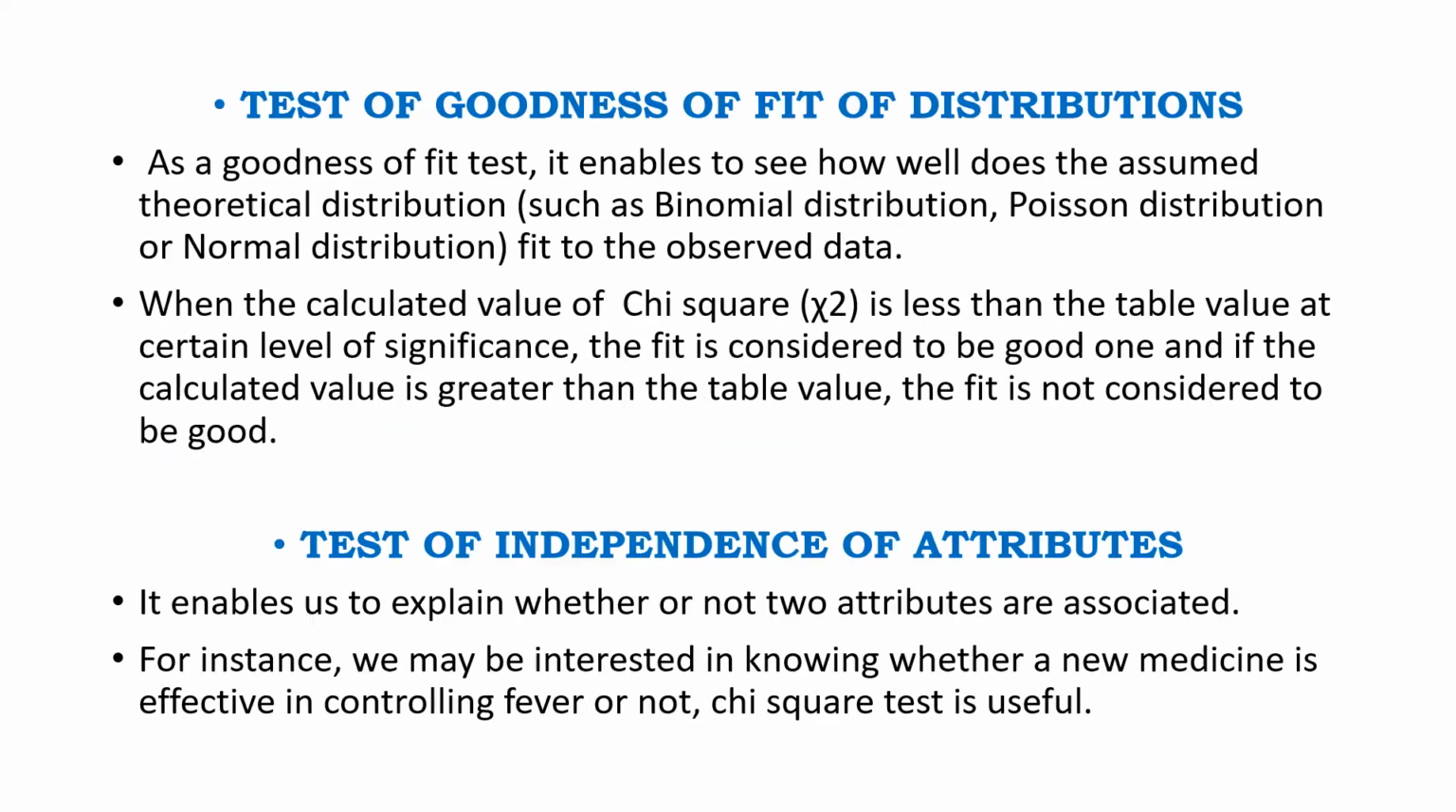What does it mean when we say goodness of fit? As a goodness of fit test, chi-square enables us to see how well the assumed theoretical distribution fits the observed dataset. When the calculated value of chi-square is less than the table value at a certain level of significance, the fit is considered good, and if the calculated value is greater than the table value, the fit is not considered good.